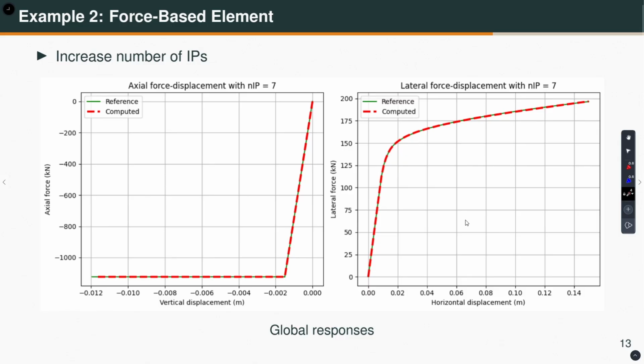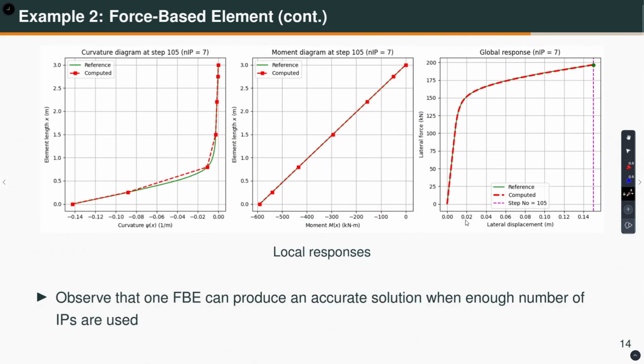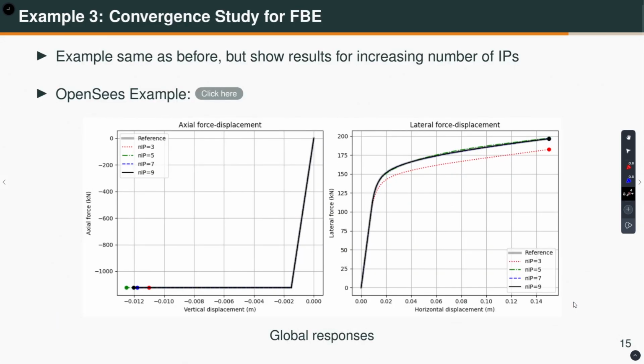So, from here, you have already seen, one FBE can produce an accurate solution when you have enough integration points for strain hardening type of response. Now again take the same example, but I want to show all the results together. I am not going to open it, but that example is already shared with you.